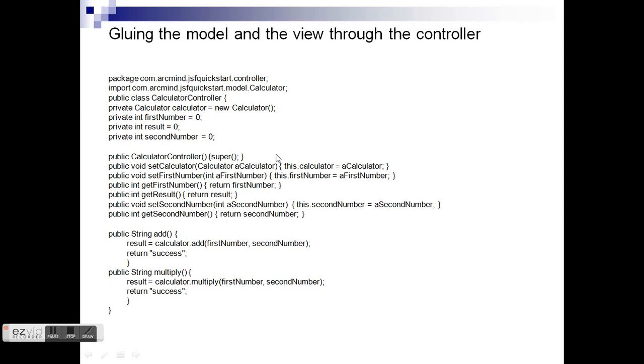Whenever somebody clicks, the controller glues the model and view together. Our controller class will create the object of the calculator, which we have seen previously. We call the super method to call the constructor from the base class, that is the Calculator class. Now it sets the calculator. It is like our method performing setting and getting: set the first number, get the first number, get the result.